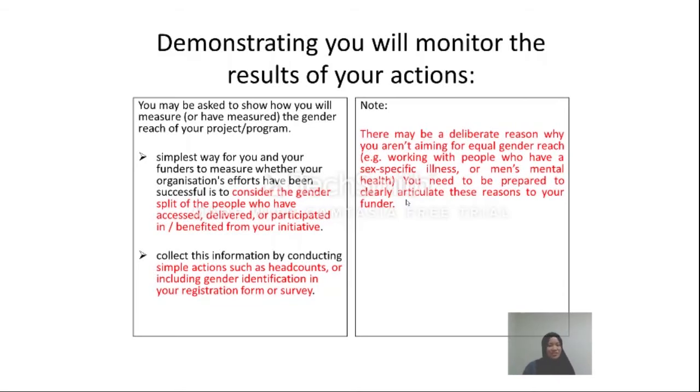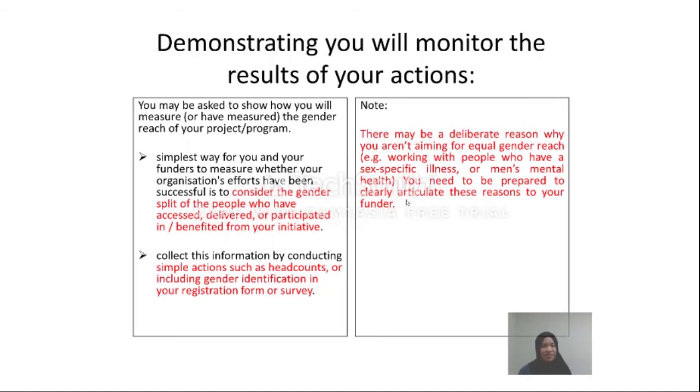You can also collect this information by conducting simple actions such as head counts, or including gender identification in your registration form or survey. However, you should take note that there may be a deliberate reason why you aren't aiming for equal gender reach. For instance, working with people who have a sex-specific illness or men's mental health, you need to be prepared to clearly articulate these reasons to your funder, demonstrating you have thought about what worked and what did not.